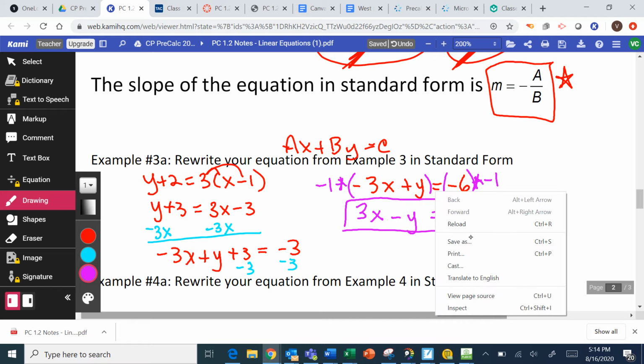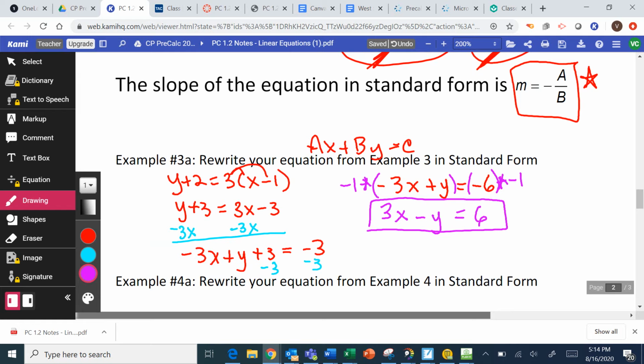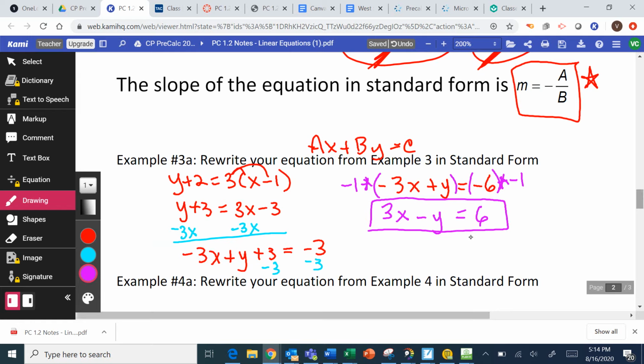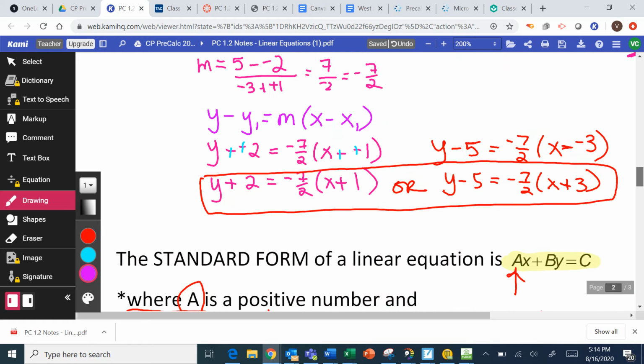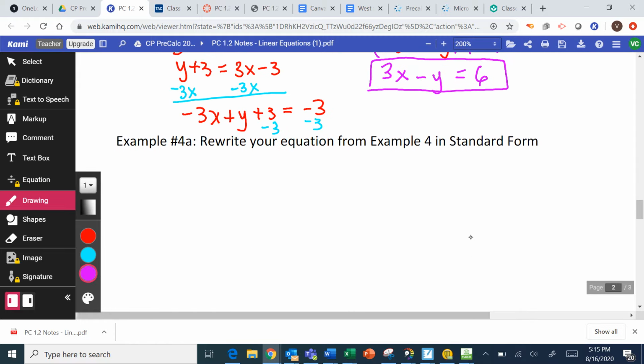And then our next example is same kind of thing, but we're going to take example 4. So I'm going to go back and find example 4. That was a fun one we had, and it doesn't really matter which one that you choose. I'll go ahead and use the first one. Y plus 2 equals negative 7 halves x plus 1. So I will distribute first.